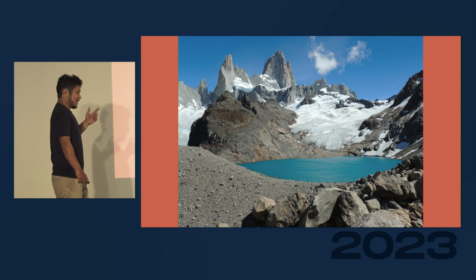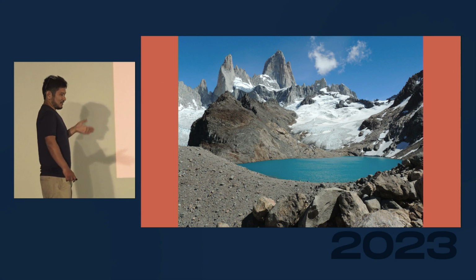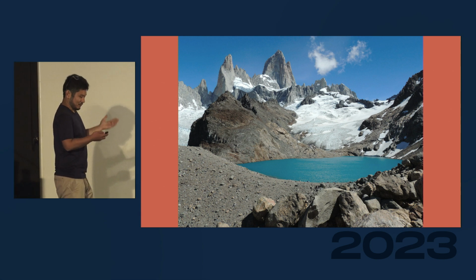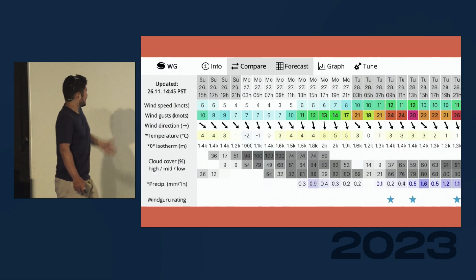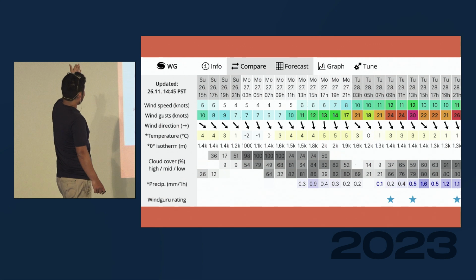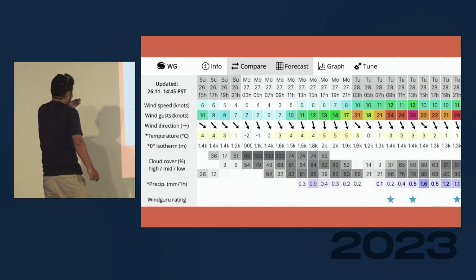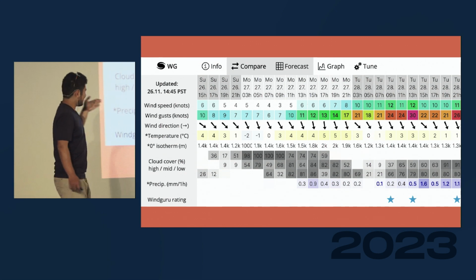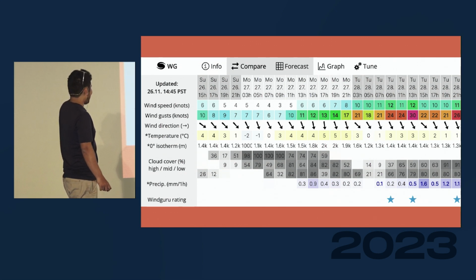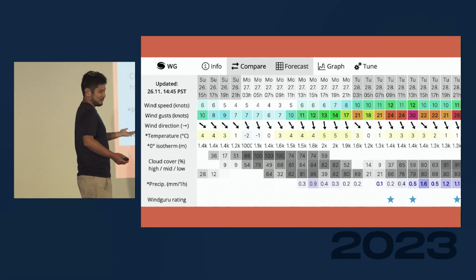So they told me, oh yeah, go check this website called WindGuru so that you can check the weather. So I went to that website as they told me. And this is what I got, right? Very easy to read: wind speed, knots, wind gust, knots, wind direction, temperature, isotherm, cloud cover. I mean, it's very straightforward, right? Very easy to understand. I know what knots are. I know what a high cloud is. I mean, everybody knows, right? Very simple.